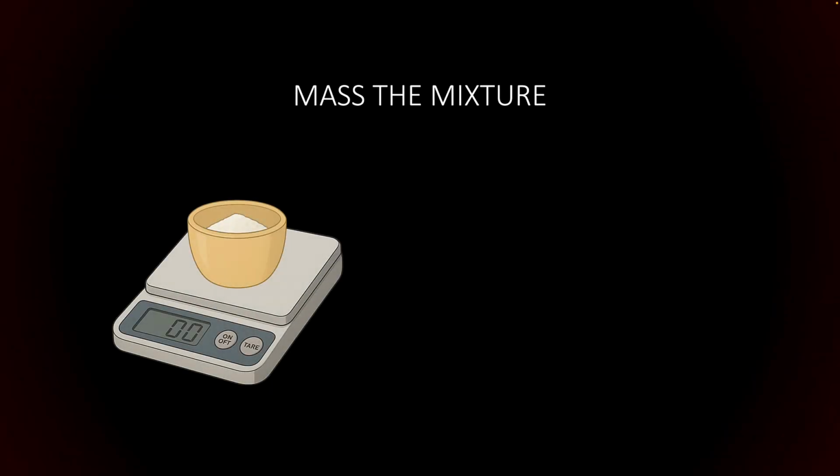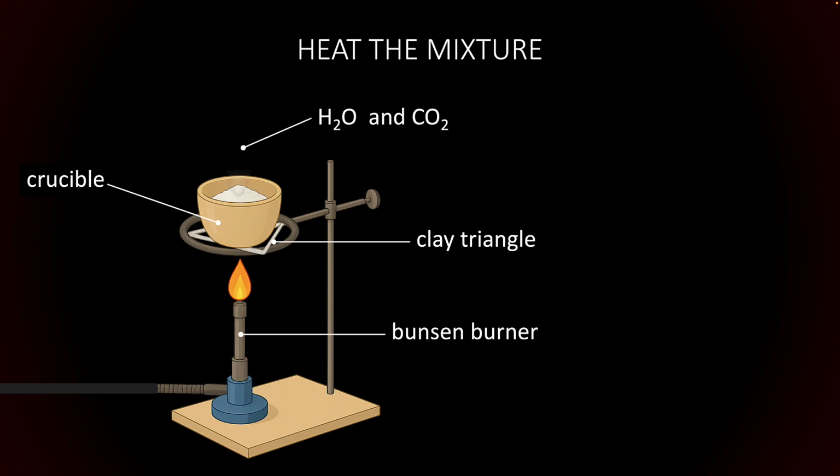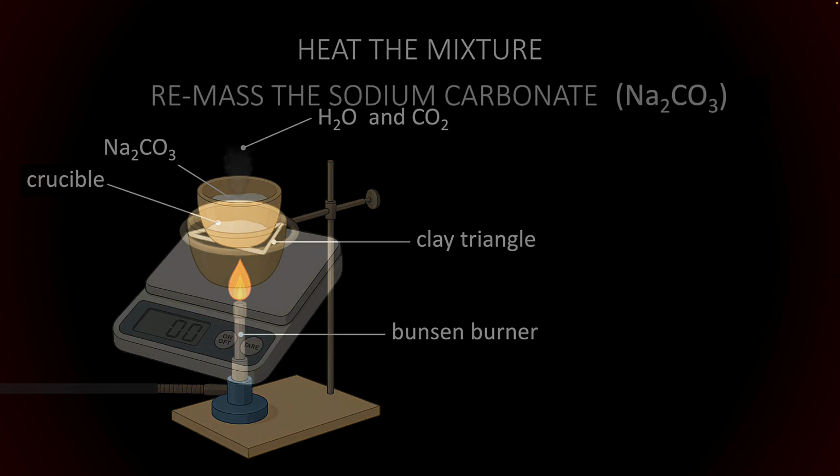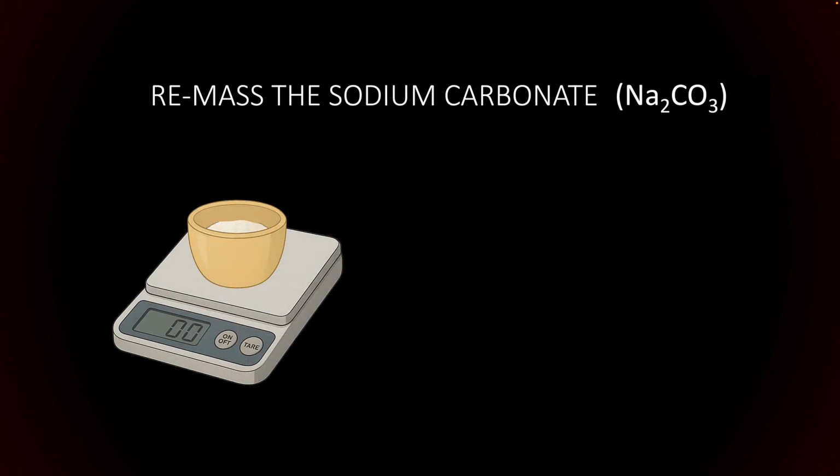So the strategy in the lab is to obtain the mass of the empty crucible and the mass of the mixture. Then the mixture will be heated in a crucible, driving off water and carbon dioxide and leaving behind sodium carbonate. Then we'll remass the crucible and the sodium carbonate to obtain the mass of the sodium carbonate that remains.